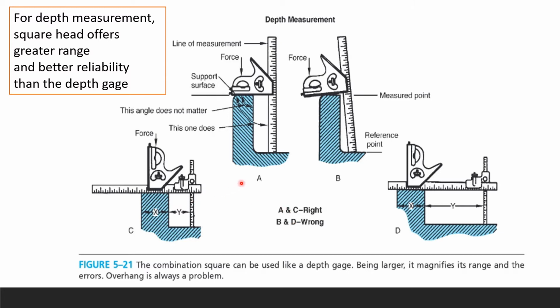So A and C here are right, and B and D are wrong because here it's totally off, and here it's not. X and Y, when you look at it, Y is larger, and here it is completely proportional, so there's your force right there. In A, this angle does not matter, but this one does, because it gives you the force to stabilize the entire setup.